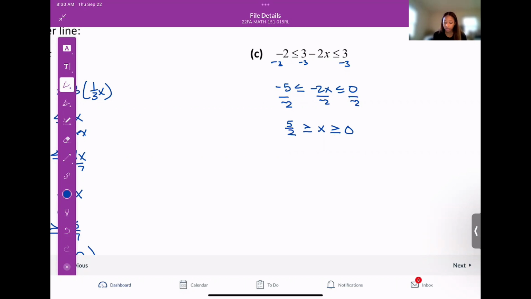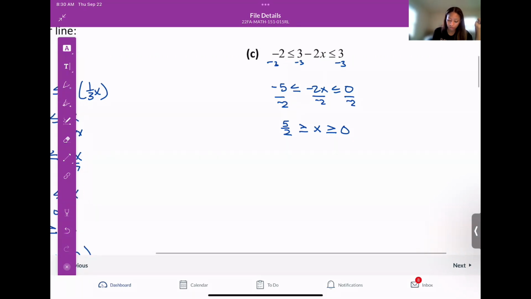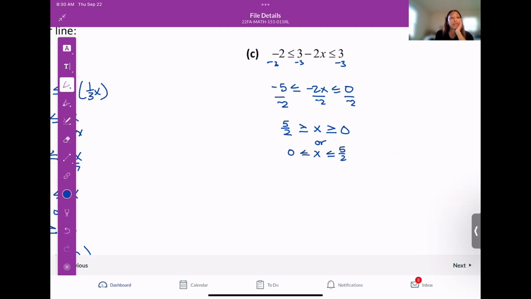Again, we normally like our inequalities written so you're able to read them. When you write out your interval notation, it should go from the smallest number to the biggest number. So in this case, I'll write this the other way. This would be 0, the smallest possibility, is less than or equal to x, which is less than or equal to 5 over 2. You can have it written either way.